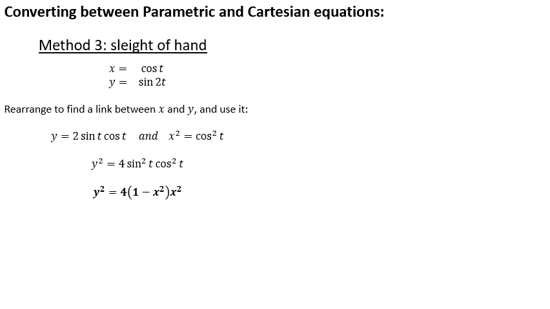Cos squared t gets replaced directly with x squared, and sine squared gets replaced with 1 minus x squared. Now you might notice that this is in a slightly unusual form. It doesn't say y equals, it says y squared equals. So this is technically an implicit form.